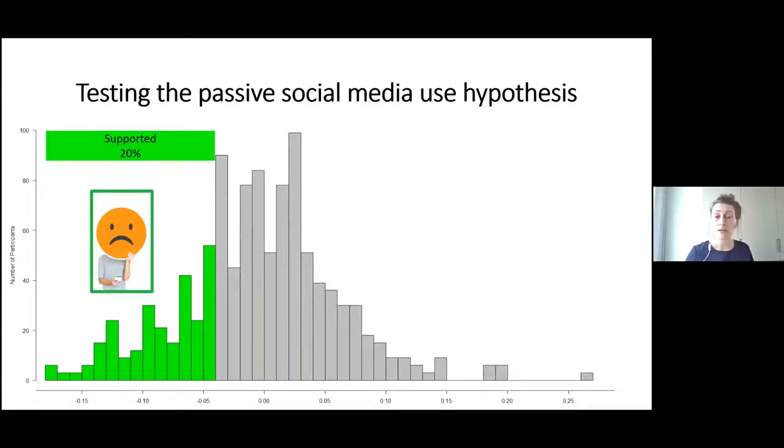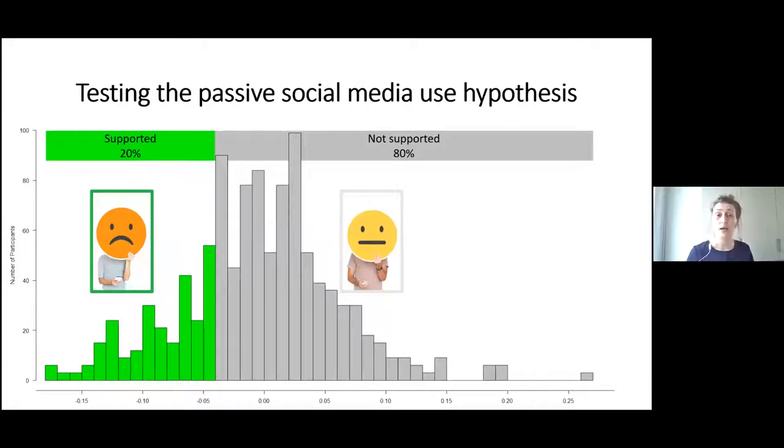So the effect sizes that were consistent with the passive social media use hypothesis, these bars represent 20% of the adolescents. So the passive social media use hypothesis was confirmed for 1 in 5 adolescents. But look at the gray bars at the right. These are the effect sizes that were inconsistent with the hypothesis. So we found that the passive social media use hypothesis was rejected for 80%.